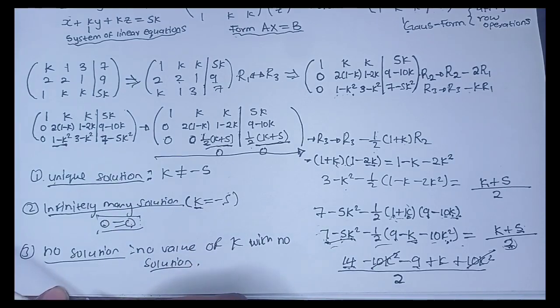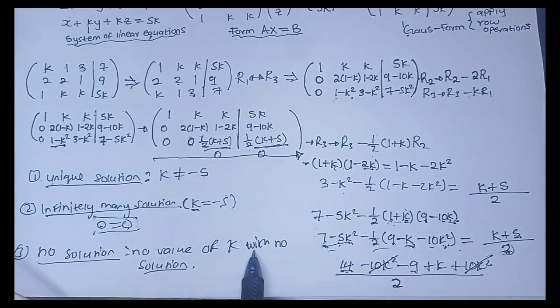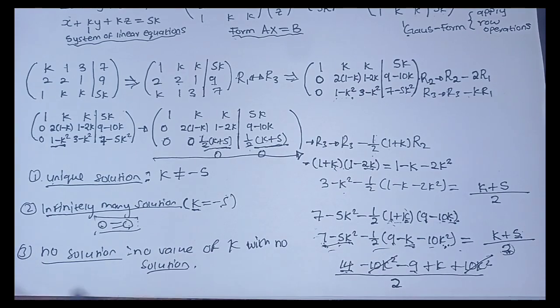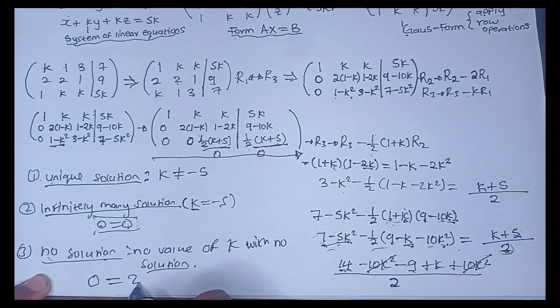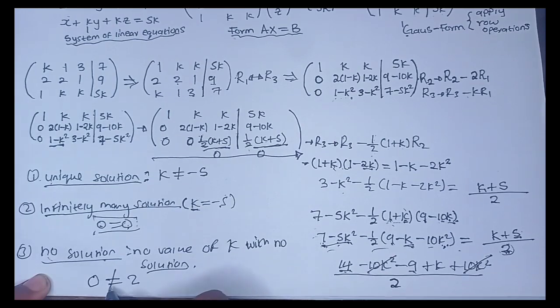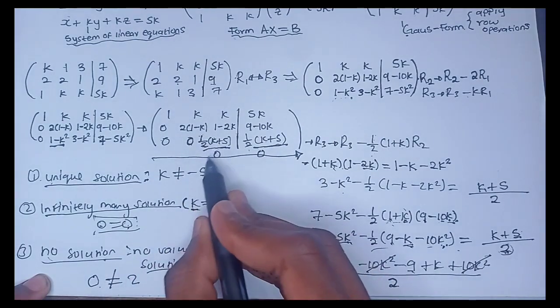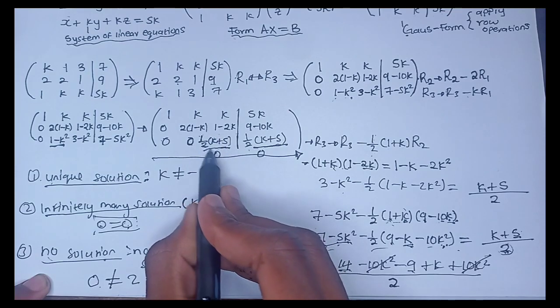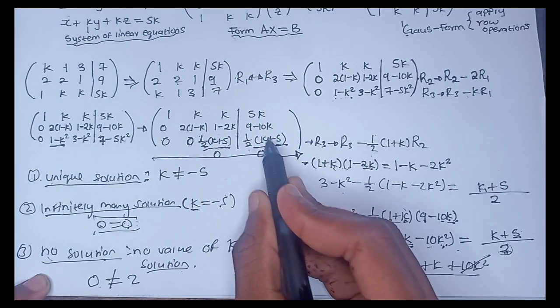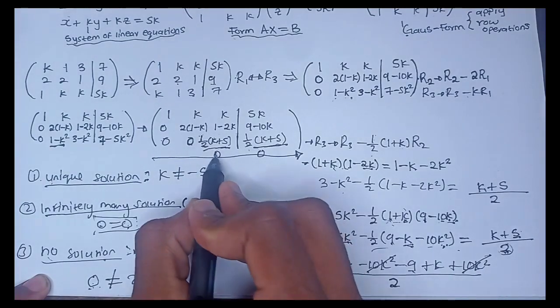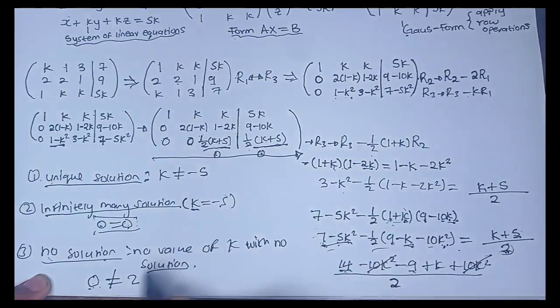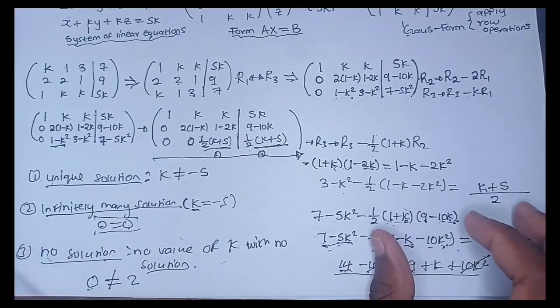And also, there is no value of k that will make this system have no solution. Because for that to happen, we must have something like 0 equals 2, and you know very well that 0 cannot equal 2. So there's no value of k that can make this part 0 such that this part is not 0. That's the only situation where we have no solution, when here we're having 0 but here we're having just a number. So there's no value of k for which this given system of linear equations will have no solution.